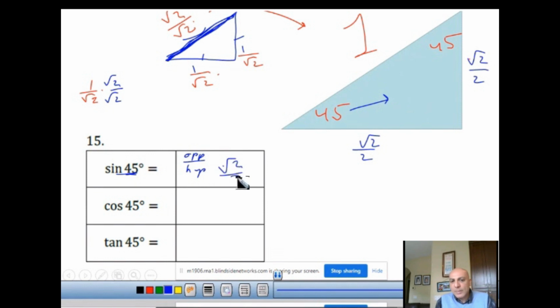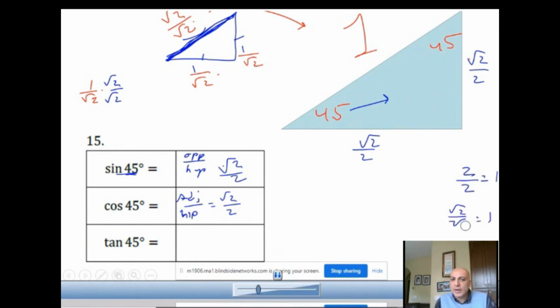Square root of 2 over 2, just like that, because you're dividing it by 1. Cosine is going to be the same thing, adjacent over hypotenuse, which will lead you to square root of 2 over 2. How about tangent? Well, look at this one. If you say 2 over 2, that's going to give you 1. Square root of 2 over square root of 2, that's going to give you 1. Because the sine and cosine are the same, that's why the tangent of 45 is 1. That's the reason for that.